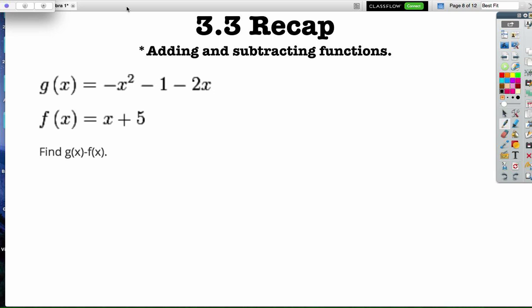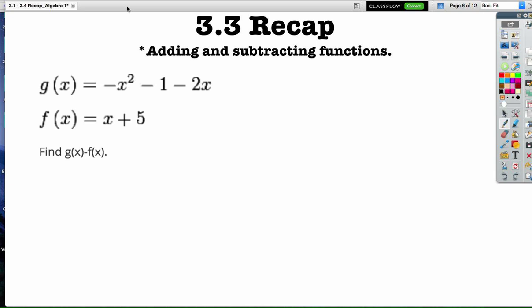Wednesday's lesson, when we went over 3.3, was all about adding and subtracting functions. There were some very basic ones, like we saw in the very beginning, like with the notes. And then we also did some that involved a little bit more difficulty, like plugging in numbers and expressions.